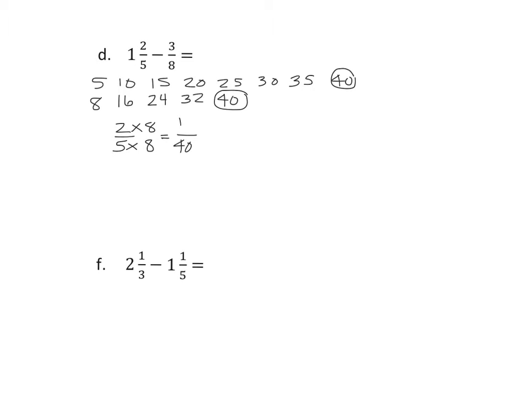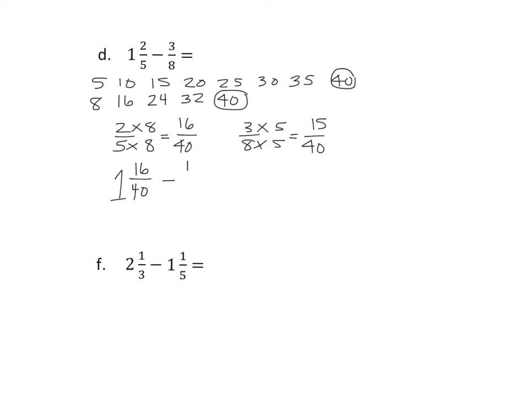2 times 8 is 16. So I have 16/40. 3/8, I'm going to go ahead and multiply that by 5, and I'm going to get 15/40. And so you can see right here that I have new like units. So I'm going to go ahead and rewrite the expression with our like units. Don't forget, we still have that one whole that we're going to need to write down here. So we're going to have one whole and 16/40. That's the same thing as 2/5.